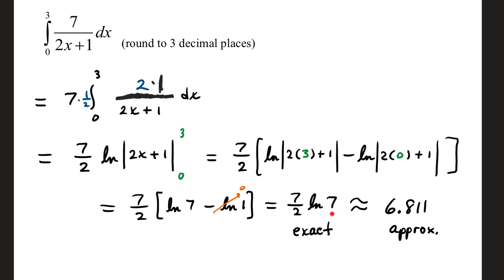That's the exact answer. If you type this in your calculator, you get 6.811, and that's rounded to 3 decimal places. This is the one WebAssign will be looking for because it asks you to approximate. This would be your answer if it didn't ask for an approximation and it wanted the exact. That's the difference.